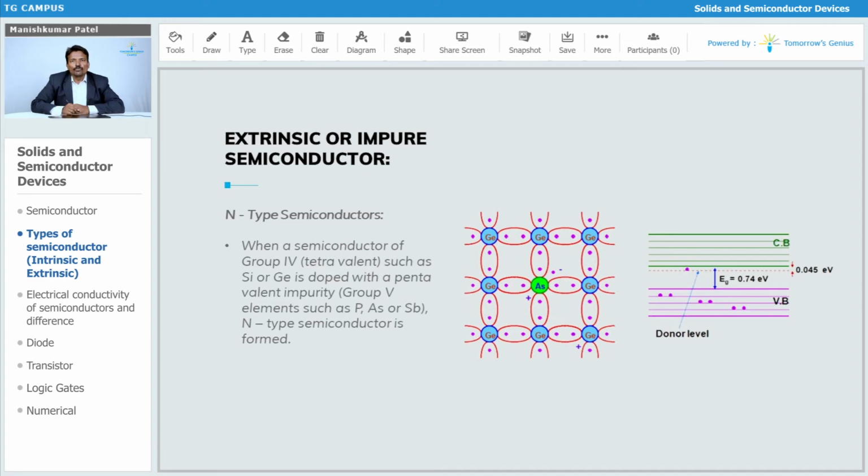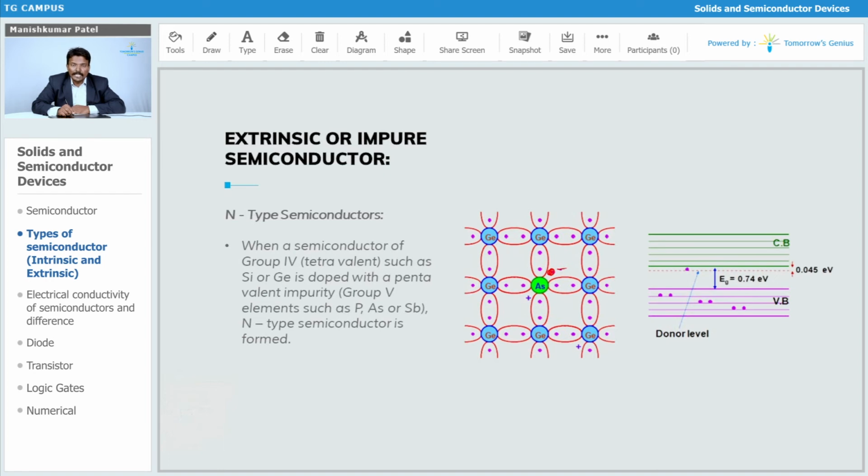So what will happen over here? The group 5 element has 5 electrons, so it shares 4 electrons with the neighboring germanium or silicon, but after sharing 4, there is still 1 electron left. Now how are you going to show it over here also? Let's say this is the free electron which I have just shown for this particular case. Likewise, there are a large number of free electrons now available for conduction.